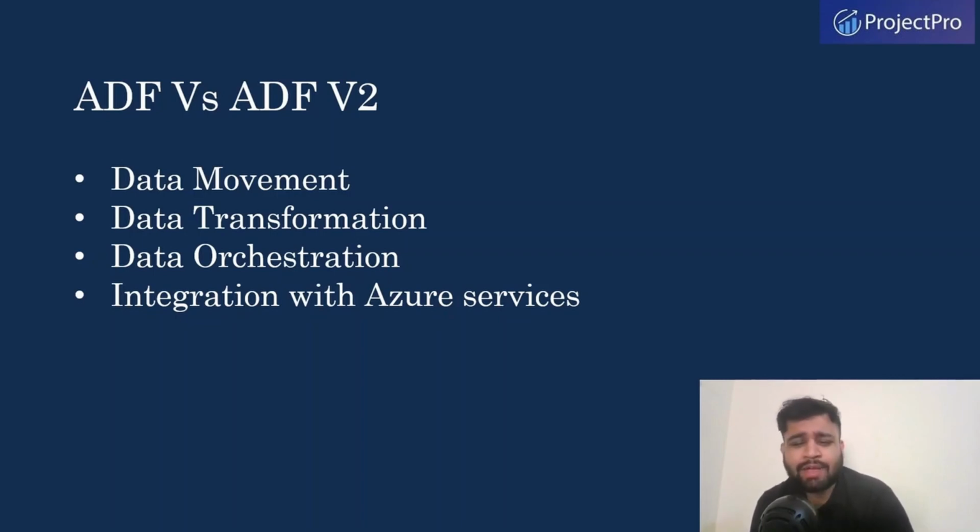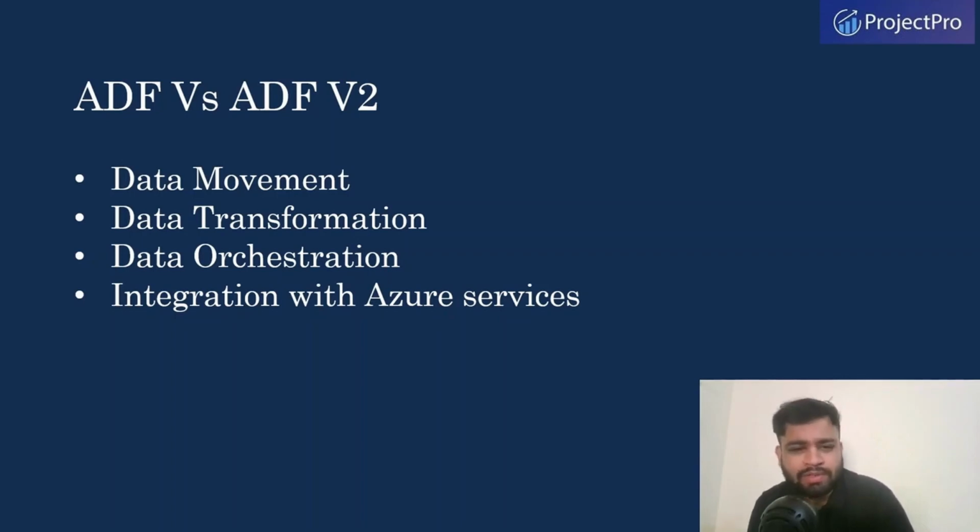Then we have the control flow activities. Azure Data Factory version 2 has introduced control flow activities, which enable conditional and iterative execution of our data pipeline. With these control flow activities, we can incorporate branching, looping as well as conditional logic into our data transformation. We also have the benefit of built-in data flow debugging. ADF version 2 provides built-in debugging capabilities for data flows, and it allows us to validate and troubleshoot our data transformation very effectively.